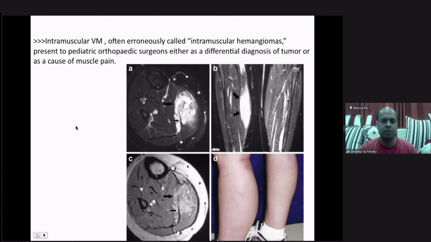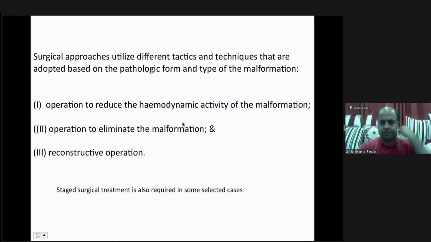There are also intramuscular venous malformations, often erroneously called intramuscular hemangioma, which present to pediatric orthopedic surgeons as a differential diagnosis of tumor or as a cause of muscle pain. So this is an intramuscular venous malformation in the calf. You can see it on the MR.